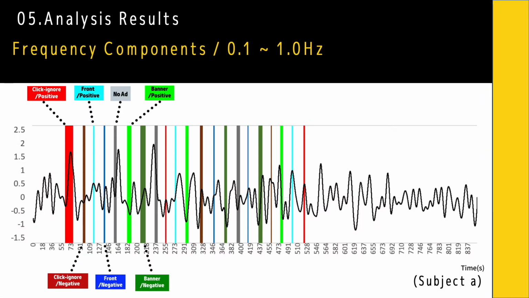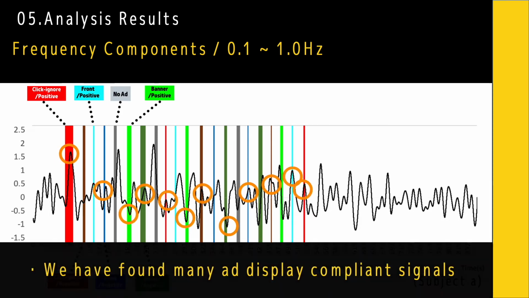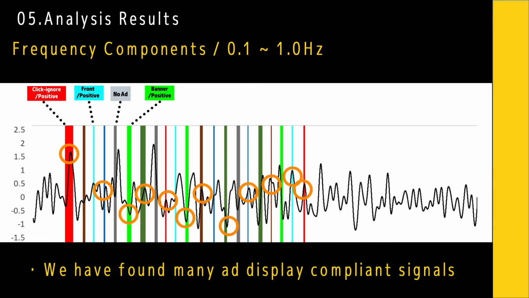Next, the frequency components in the middle range are illustrated. This is 0.1 to 1.0 Hz. Some signals existed that appeared to be changing in response to the display of advertisements. This is different from the data than we have seen in the past.